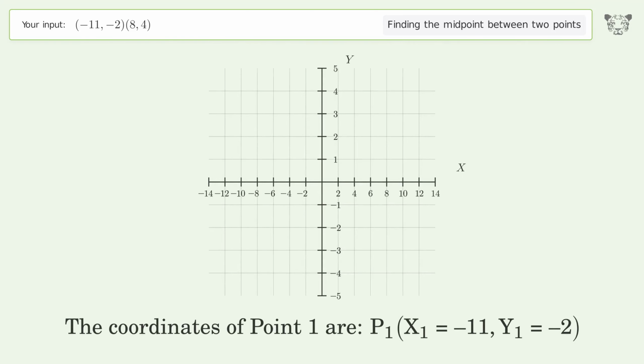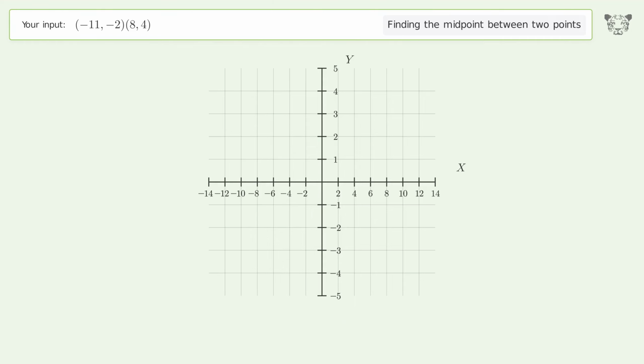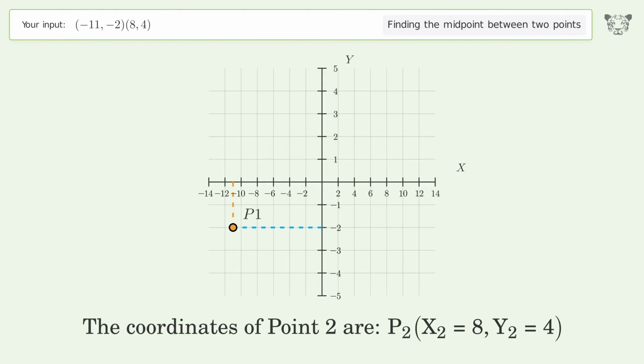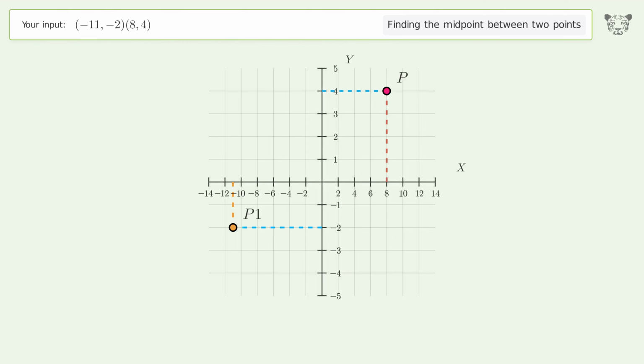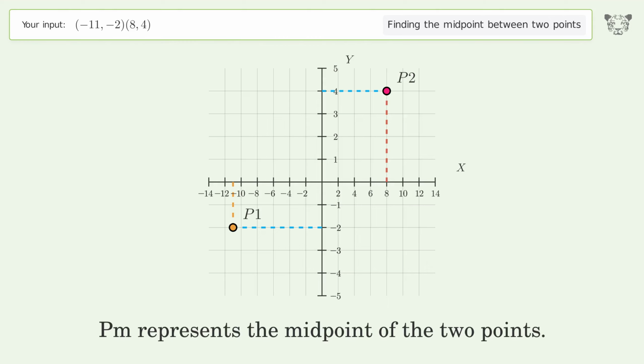The coordinates of point 1 are x1 equals negative 11, y1 equals negative 2. The coordinates of point 2 are x2 equals 8, y2 equals 4. PM represents the midpoint of the 2 points.